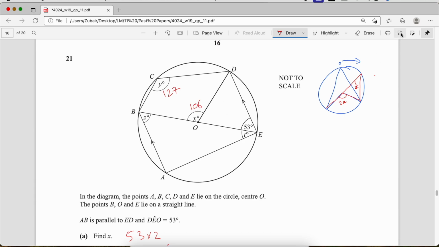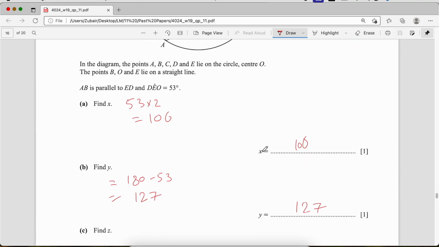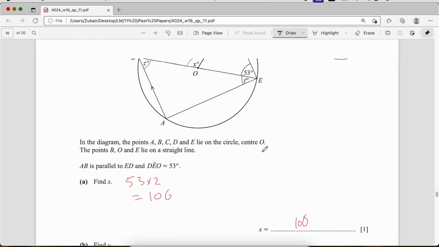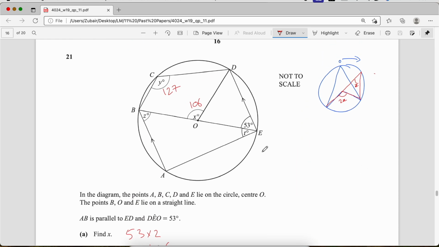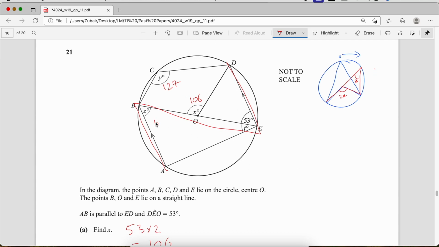This was 106. Next part says find z, and that's already alternate angle, parallel lines, so z is straight away 53.